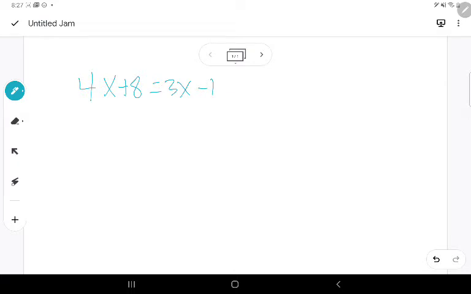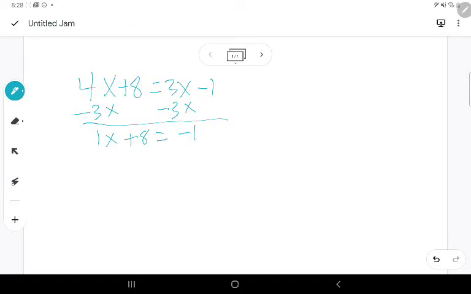Okay, to solve this, that means you're solving for x. So in order to do that, the first thing you want to do is get your variable onto one side. Well, we have an x on both sides of the equal sign. Since this is a positive 3x, I can subtract 3x from both sides of the equal sign. 4x minus 3x is 1x plus 8 equals 3x minus 3x is 0, so it leaves me with negative 1.